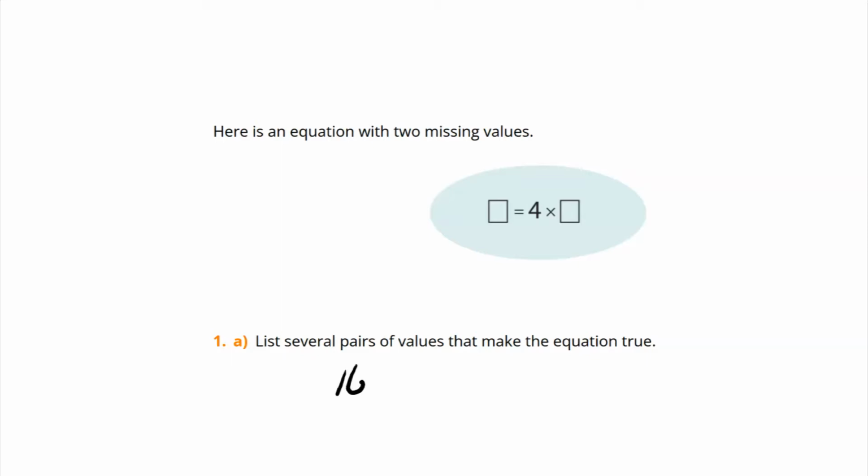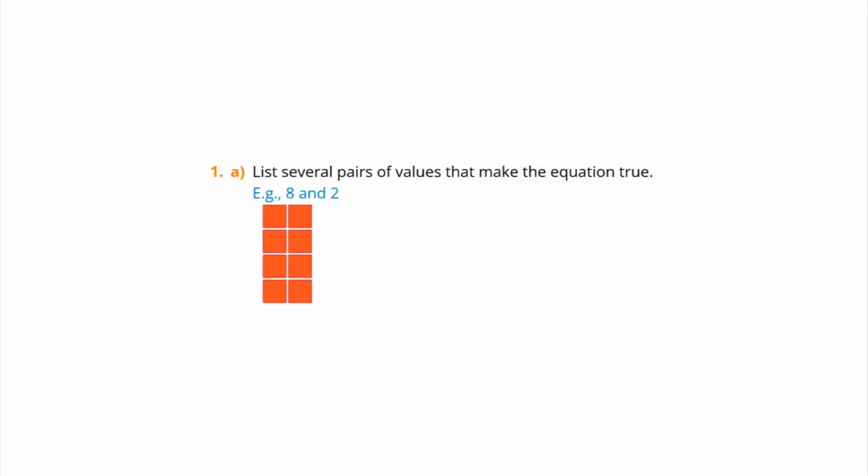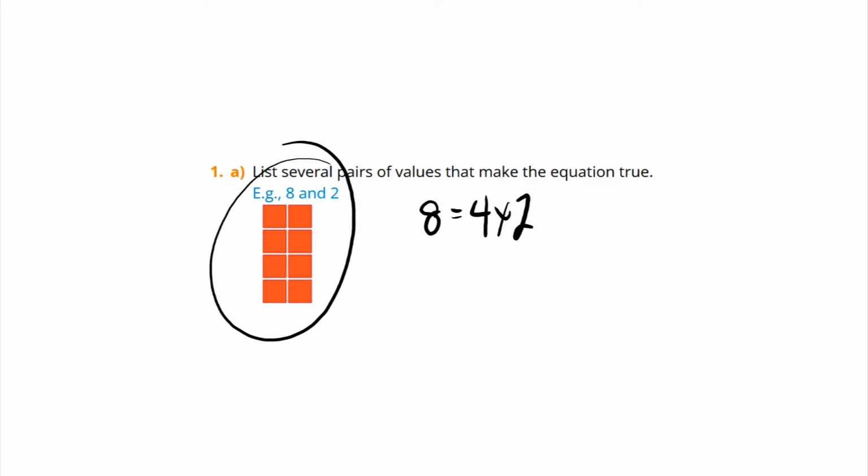Well, I know that 16 is equal to 4 times 4. Or I could have said 12 is equal to 4 times 3. Or maybe I might have said 20 is equal to 4 times 5. List several pairs of values that make the equation true. So another example would have been that 8 is equal to 4 times 2, and we're seeing here a visual representation or a model of that.